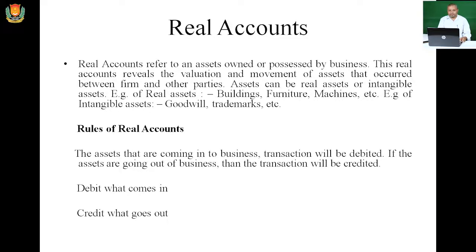Whatever comes in the business is debited and whatever goes out of the business is credited if it is a real account. For example, if a business house makes payment to creditors, then in making payment to creditors, cash, that is money, will go out of the business. Cash is an asset, and it is going out of the business, so it will be credited. If cash would have come into the business, then it would have been debited, and if it goes out, it will be credited.